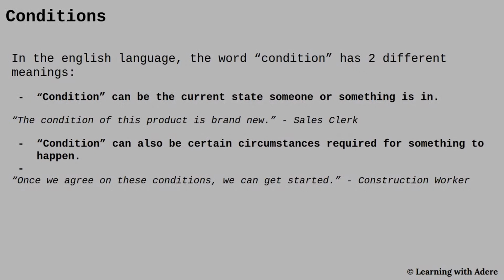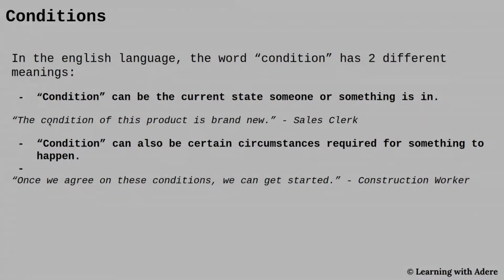Okay, so the first thing we're going to talk about is conditions. So in the English language, the word condition has two different meanings. Condition can be the current state something or someone is in. Condition can also be certain circumstances required for something to happen. So for the first example, condition being the state something or someone is in.